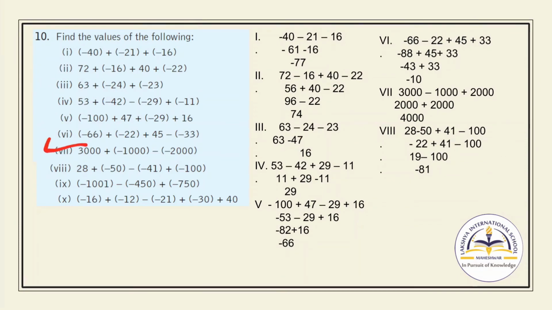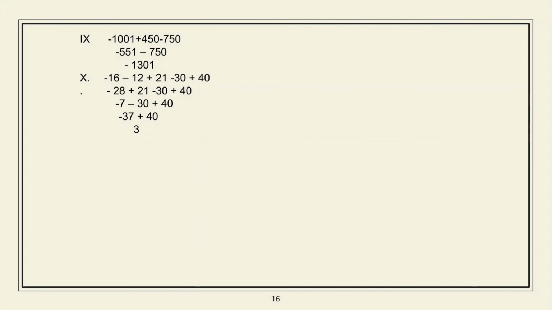We will solve now question number 7. 3000 minus 1000 plus 2000. So 3000 minus 1000 we get 2000. Now 2000 plus 2000, 4000 is our answer. All the answers are given here. We just have to solve them.